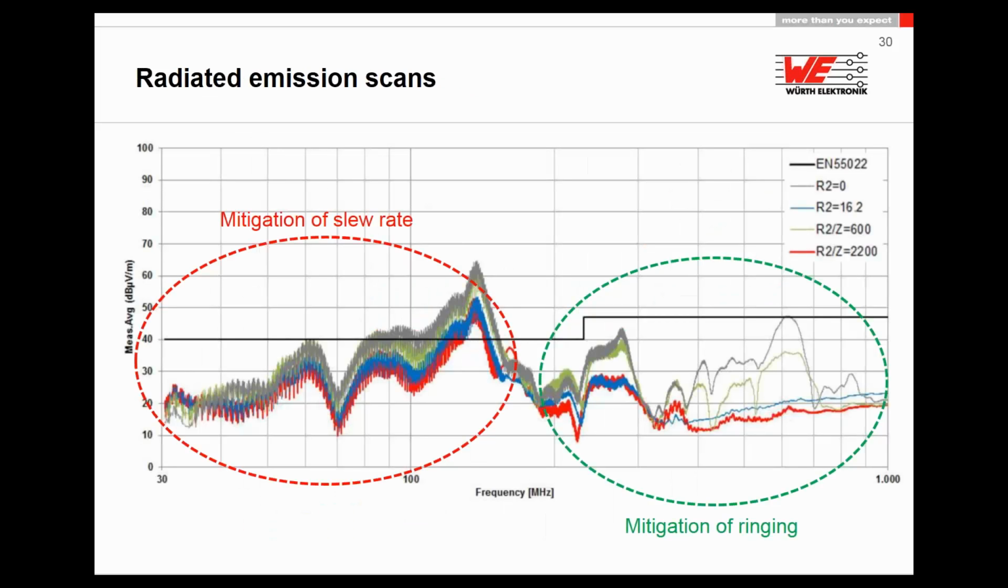You can see here on these emission scans that when you have this ferrite bead, you can have a much better high frequency area. In the high frequency range, you have less and less problem in comparison to if you just have nothing on this MOSFET.